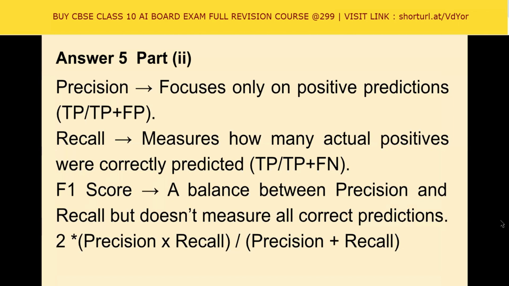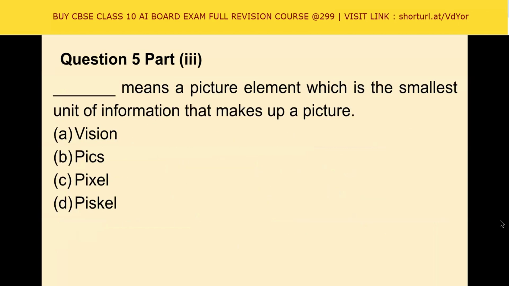Now, a true positive is when the machine is saying true and it is actually true. A false negative is a situation where the machine is saying no, but it is actually true. So out of the actual correct positives, how many are correctly predicted? F1 score is basically a balance between the recall and the precision.